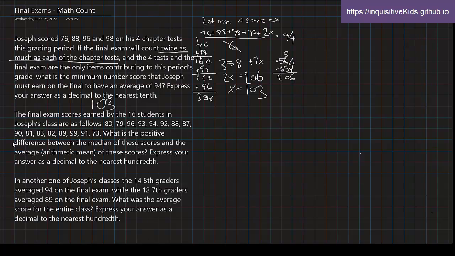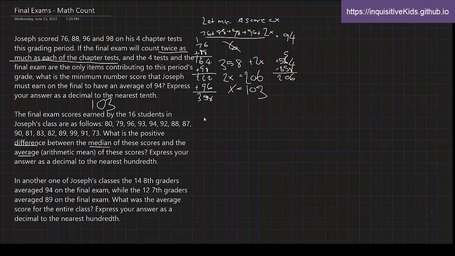So we're trying to find the difference between the median and the average. So we need to first find each, the median and the average. So we know how to find the median, right? That would be the middle number when we rank it from least to greatest or greatest to least. I'm going to do least to greatest.